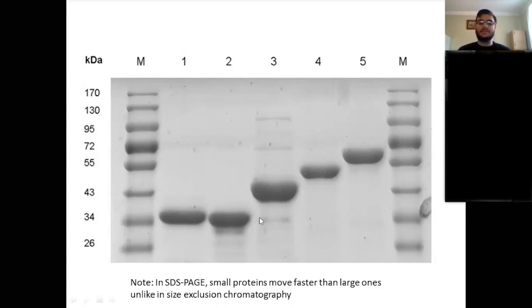This is the exact opposite of what it is in size exclusion chromatography. In size exclusion chromatography, the small ones get caught in all the potholes, so they move down slower. Large ones skip all the potholes and they just go down straight away. Gel electrophoresis, exact opposite. That's a little bit annoying, but you just have to remember that.